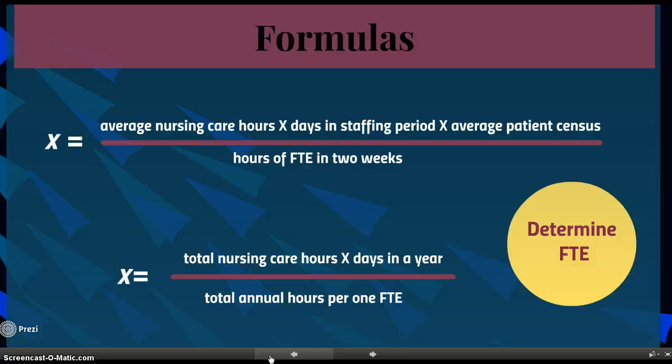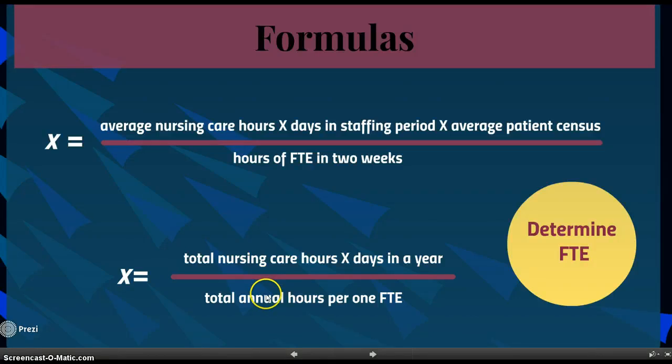And you multiply that by the days in the staffing period, which is 14, because it goes over a 2-week period. And then you multiply that by the average patient census. And the average patient census is 25. That's what we got when we did that first step. And then you divide all of that by 80, because hours of the full-time equivalent in 2 weeks is 80 hours. 40 hours per week, 80 hours in 2 weeks. So then the answer we get for that is 26.25, or just round to 26.